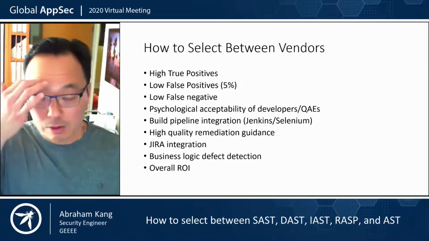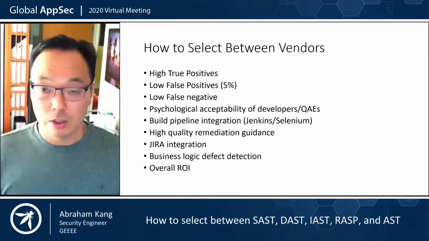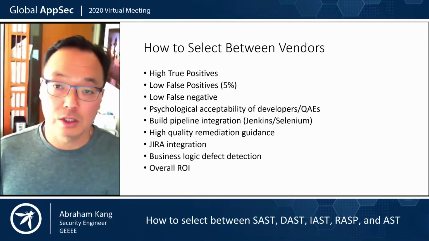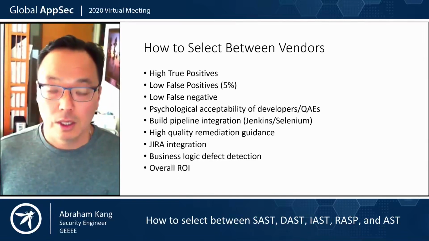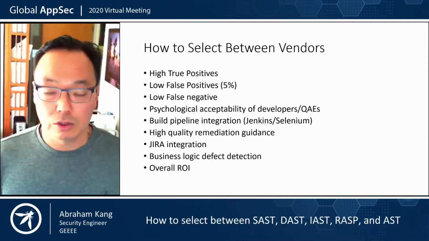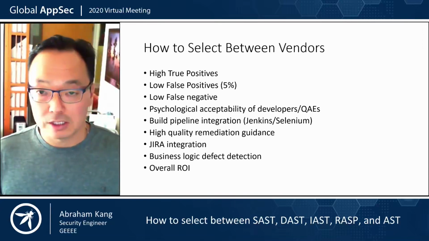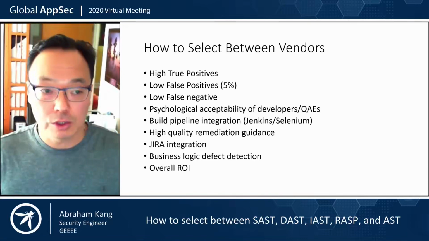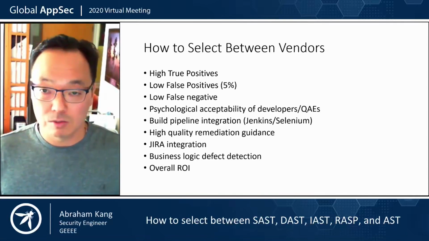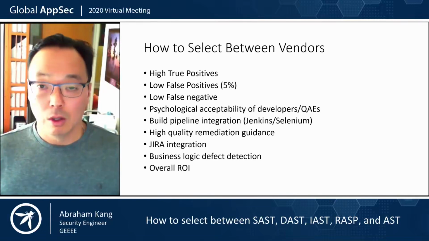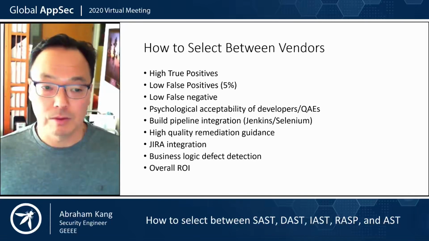Now, once you've selected which of these tools you want to use, the generalized category, the next step is to select among the vendors. When you are looking at different vendors, you want to assess them based upon having high true positives, meaning actually finding real results, having low false positives, meaning not reporting a bunch of things that aren't really real vulnerabilities. You also want low false negatives, meaning you don't want it to miss a lot of stuff.